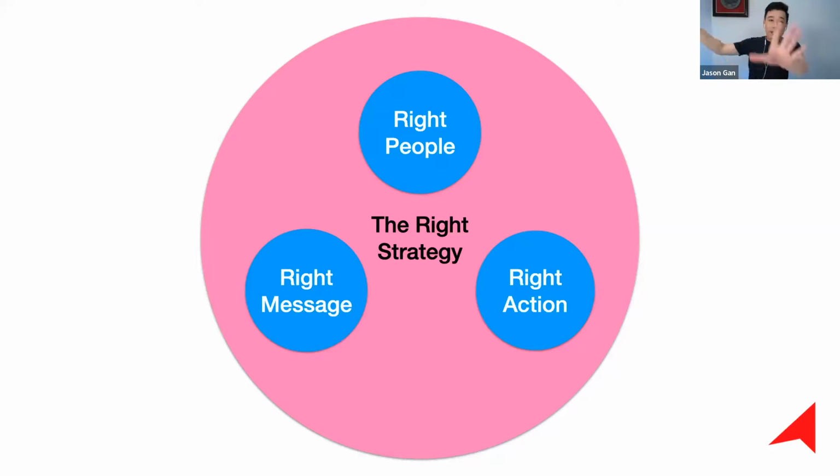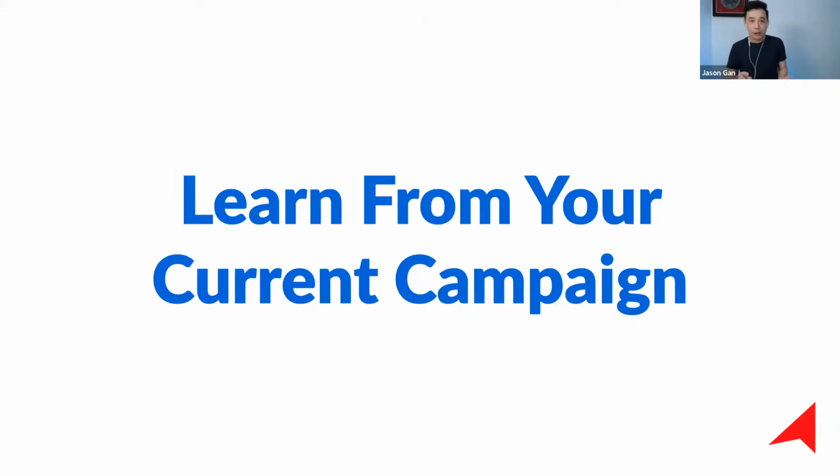So this is really the whole structure I want to give you here: in order to build an effective campaign, you need to start with these three elements in the middle, which are the right action, right message, and right people, paired with the most important part, which is the right strategy. That actually takes a bit of experience and experiment to achieve. But everything must start with some action right now. So the best way to build the whole circle over here is to learn from your current campaign.